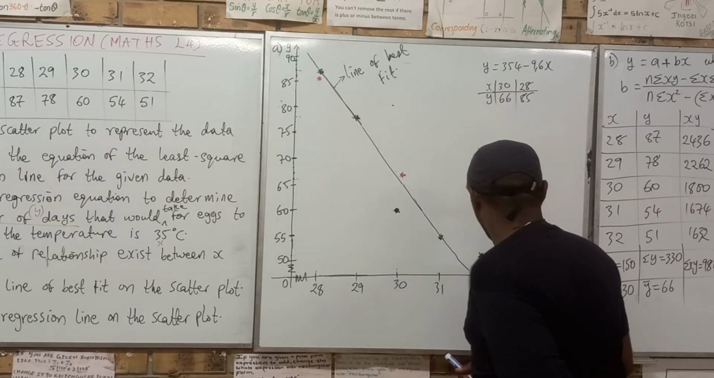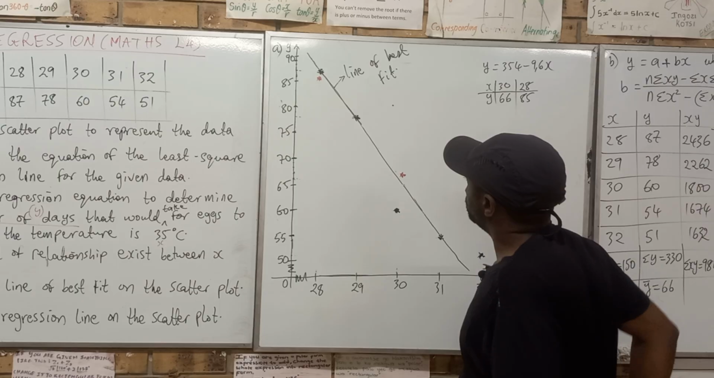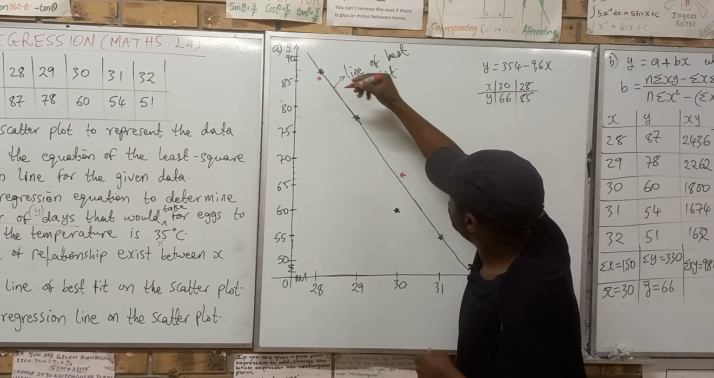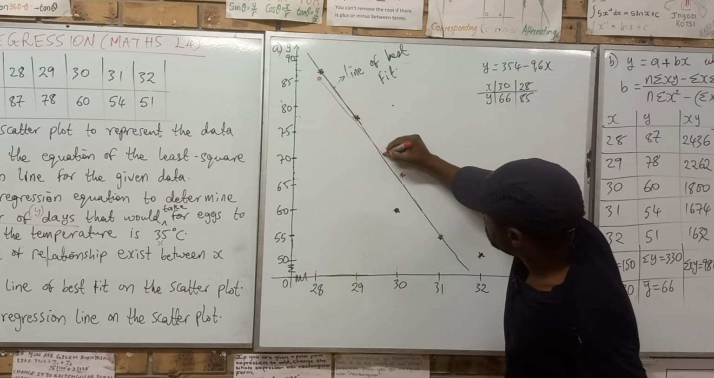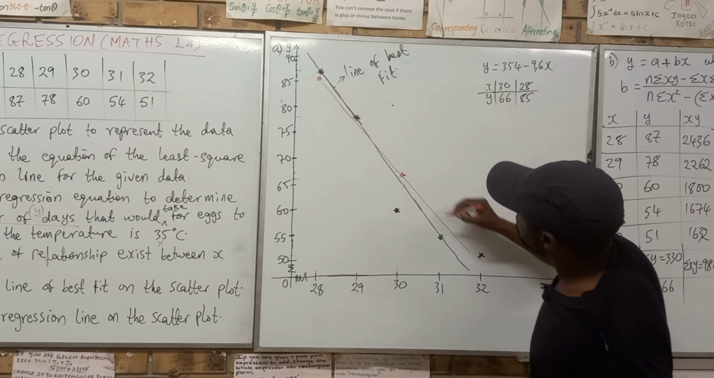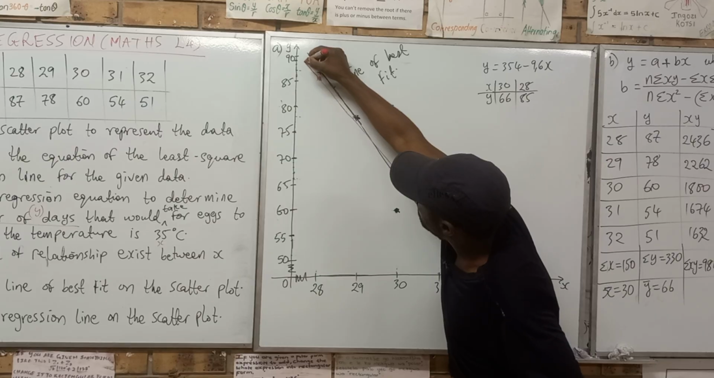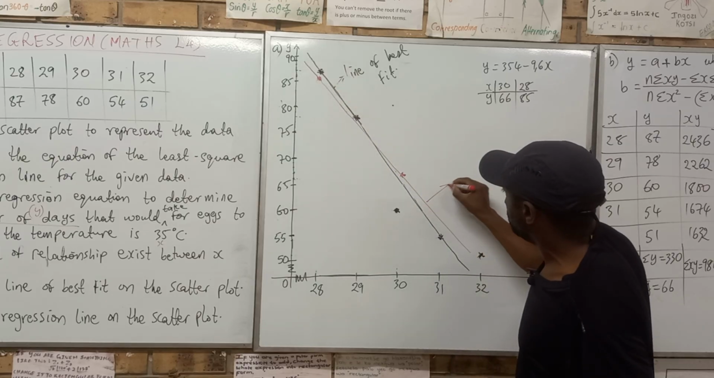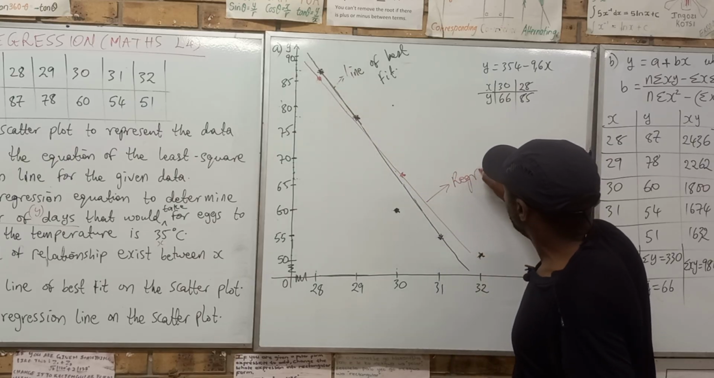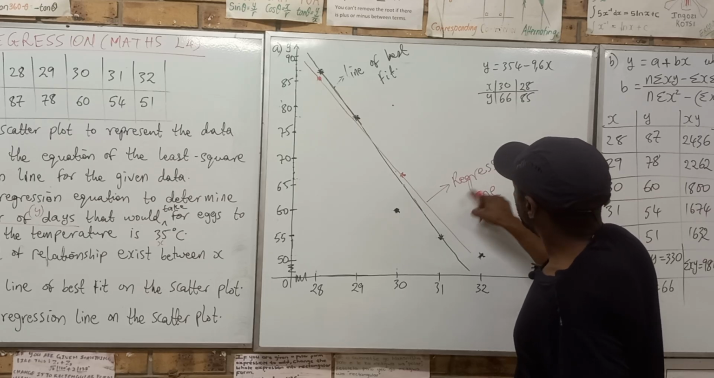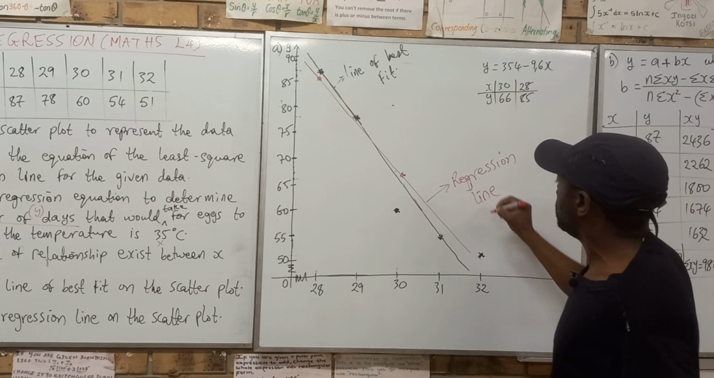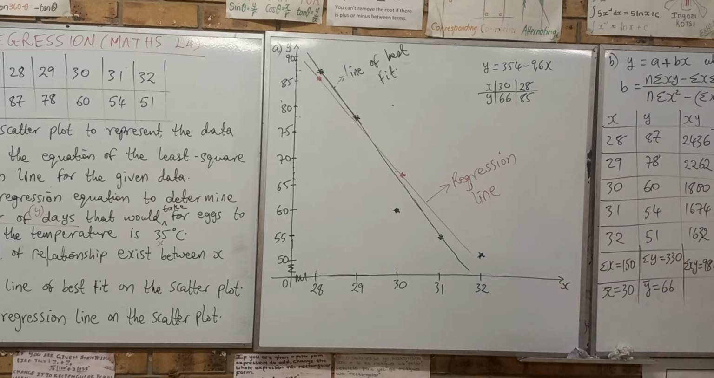So let me draw it with the other marker. So if I link the 2 points there, I'll be getting the regression line. So I hope it is a straight line. We expect you to use a ruler to get that. So this is my regression line. So guys, I guess you see the difference between the line of best fit and the regression line, and how to draw them on your scatter plot.